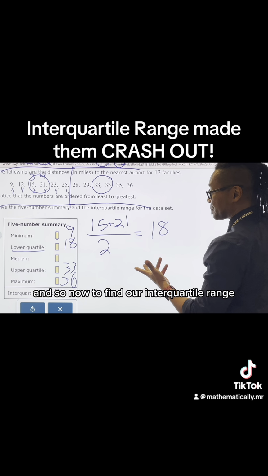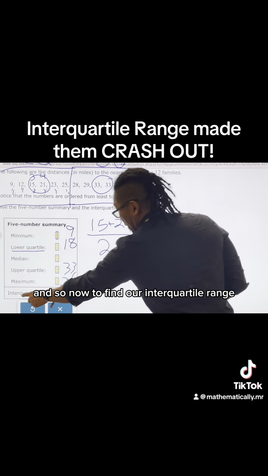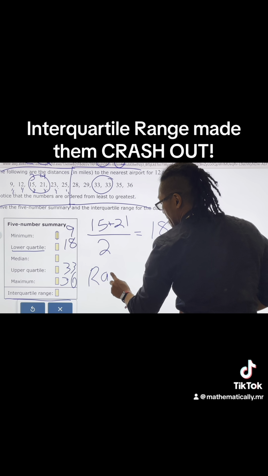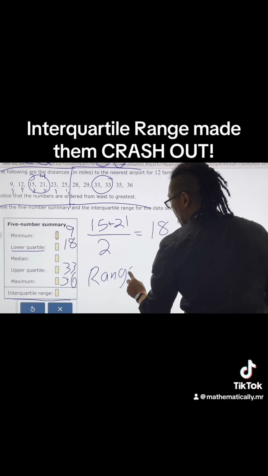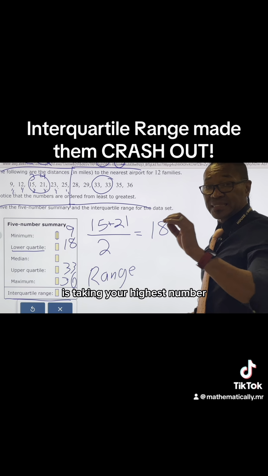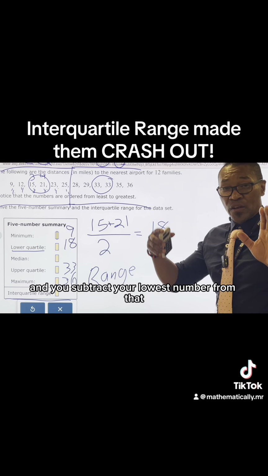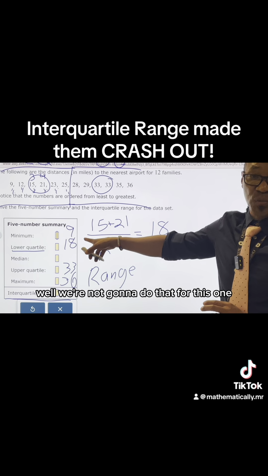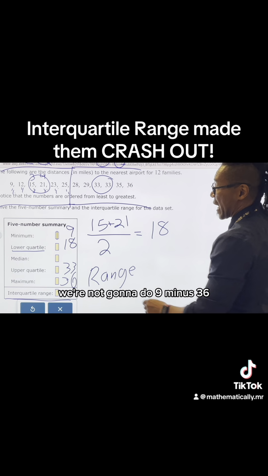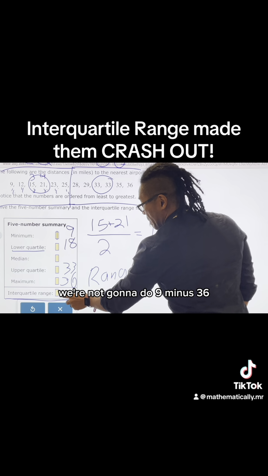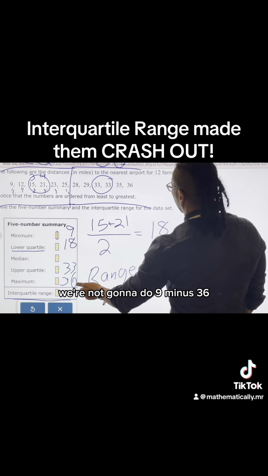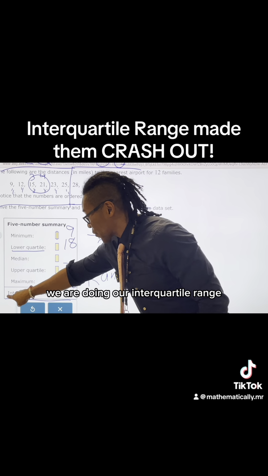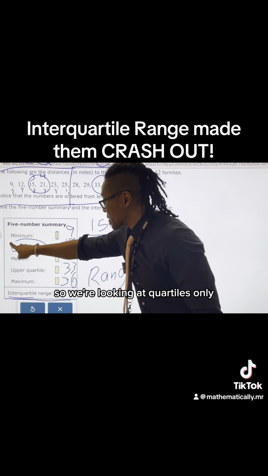And so now, to find our interquartile range, you remember range is taking your highest number and you subtract your lowest number from that. Well, we're not going to do that for this one. That's another common mistake. We're not going to do 9 minus 36. We're not doing our highest number. We are doing our interquartile range. So we're looking at quartiles only.